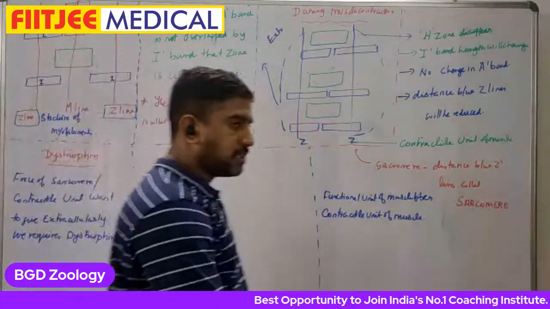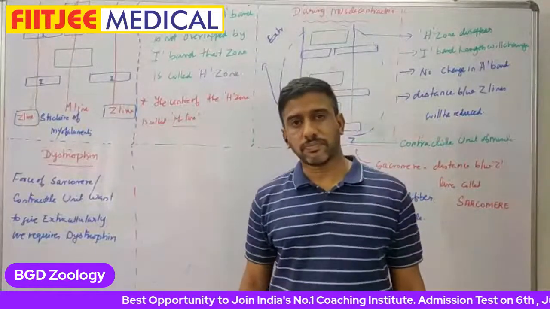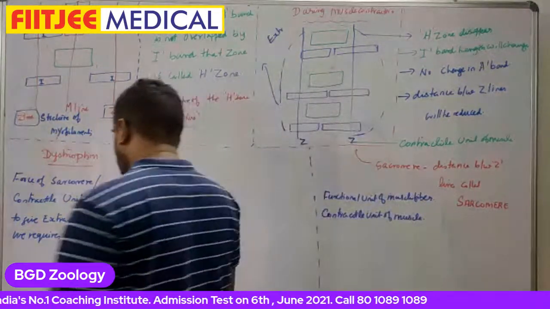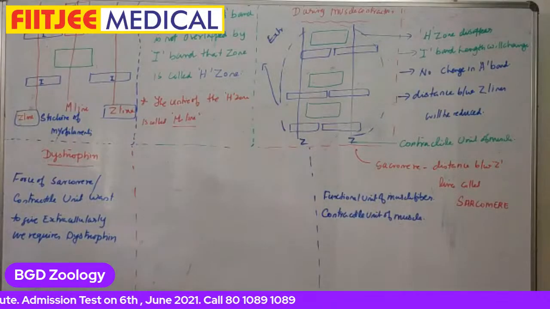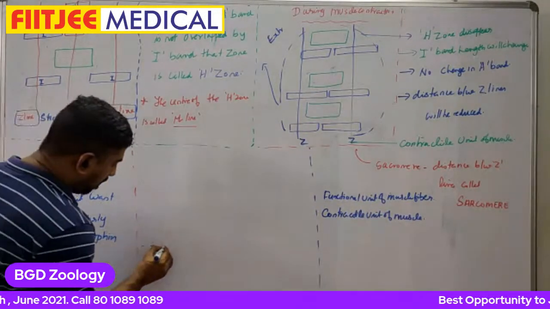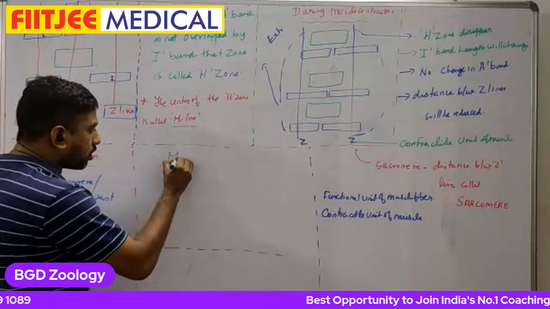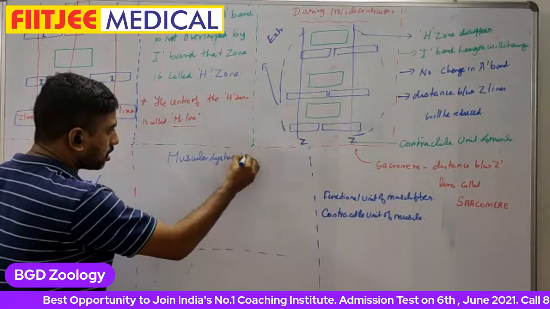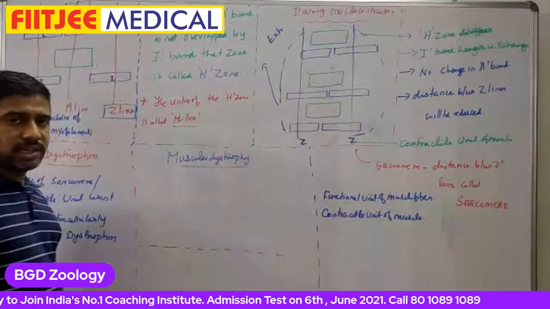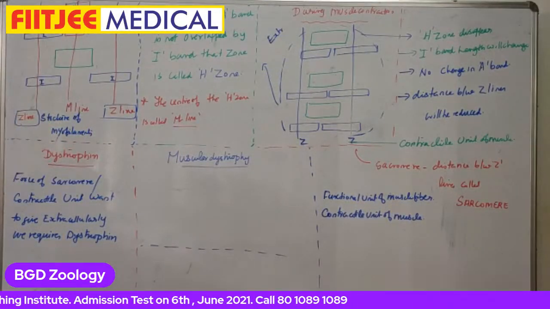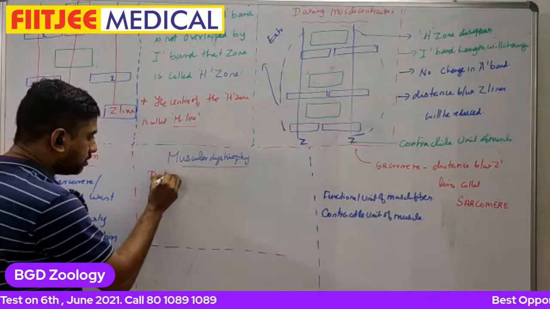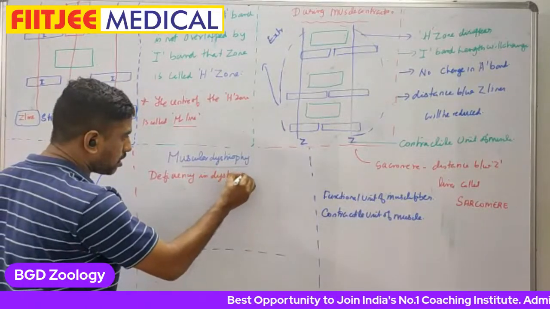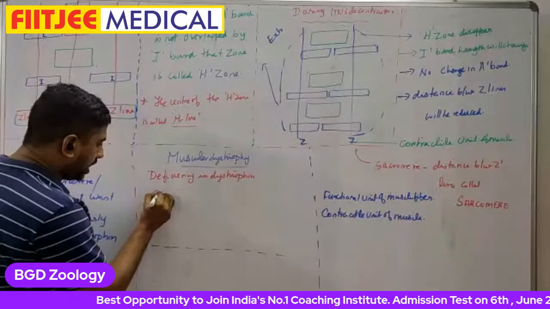So why do I discuss this point? There is an importance. What is the importance of that? Because in the last part of this chapter, you will learn one thing. There is a disorder called muscular dystrophy. Actually, muscular dystrophy means what? It's nothing but a deficiency in the dystrophin. It's basically a genetic disorder.